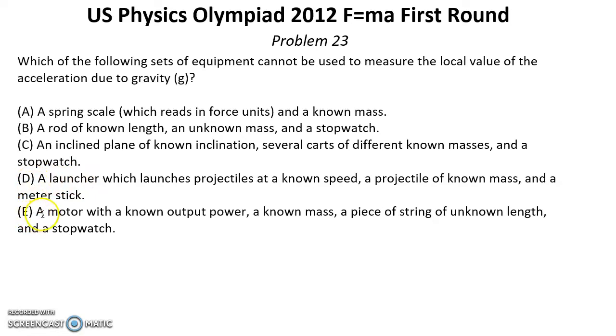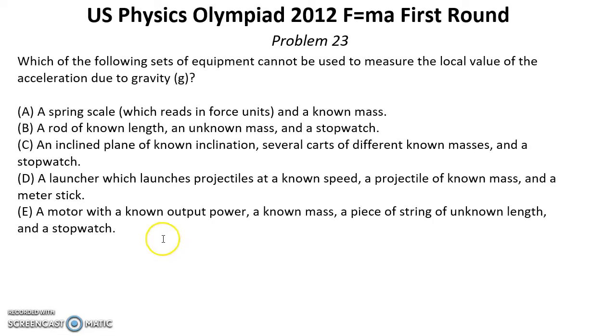And last one, E. A motor with a known output power, a known mass, a piece of string of unknown length, and a stopwatch. This one is tricky. We can hang this motor using a string, turn it on, and measure the total time for this motor to pull itself up the string. We know the power and the total time, so we can get the total energy by multiplying power by time, and this energy equals mgh. Mass is known, so we can find gh.